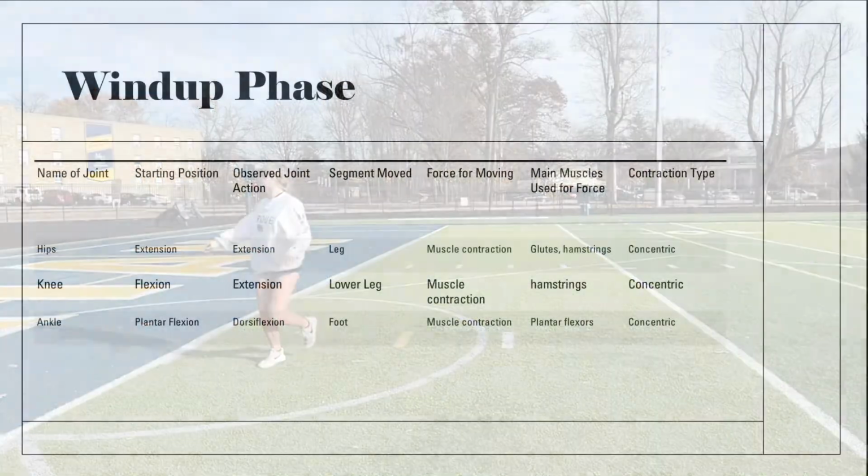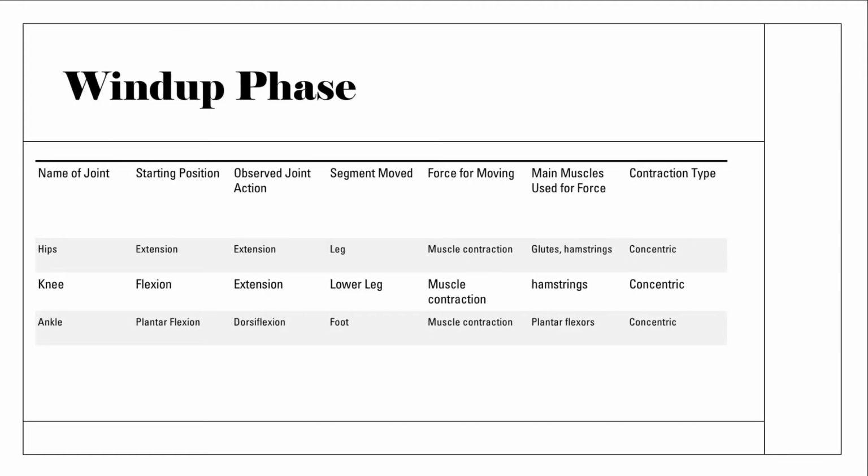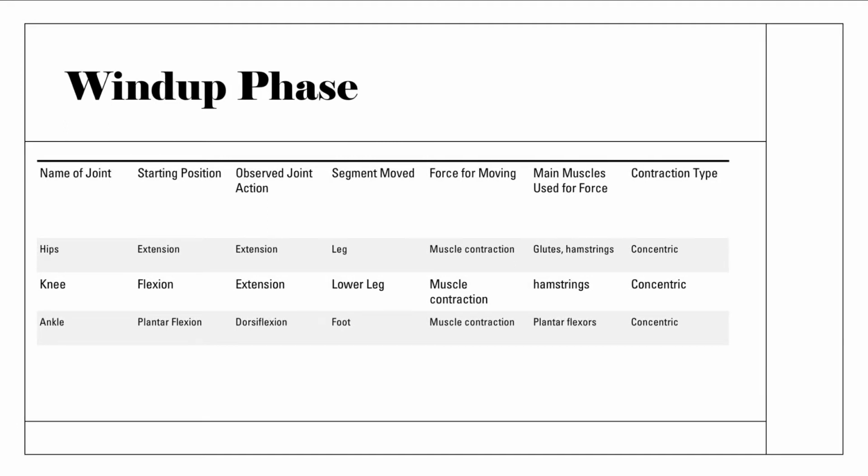The first phase is the wind-up phase. During the wind-up phase, the hips, knees, and ankles are involved in this motion. The hip of the kicking leg starts in extension and stays in extension for the remainder of this phase. The segment that is being moved is the leg. The force of moving is the muscle contraction, while the main muscles used for force are the glutes and hamstrings. This contraction type is concentric contraction.